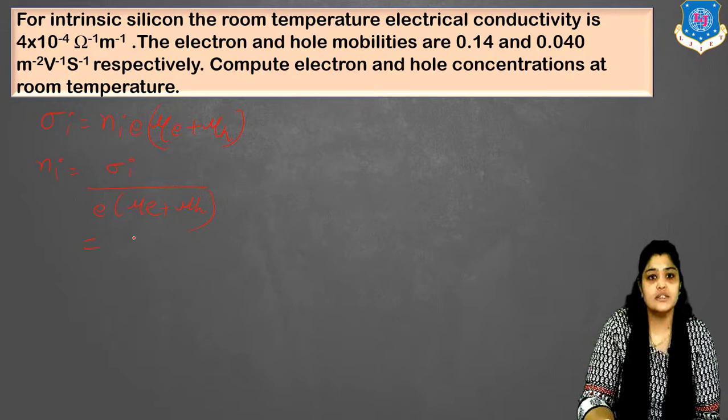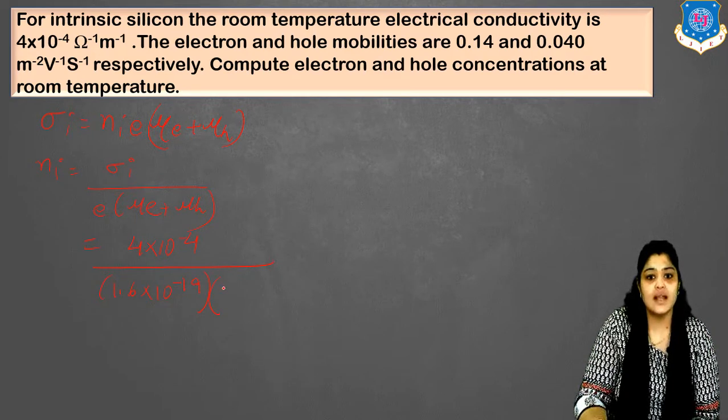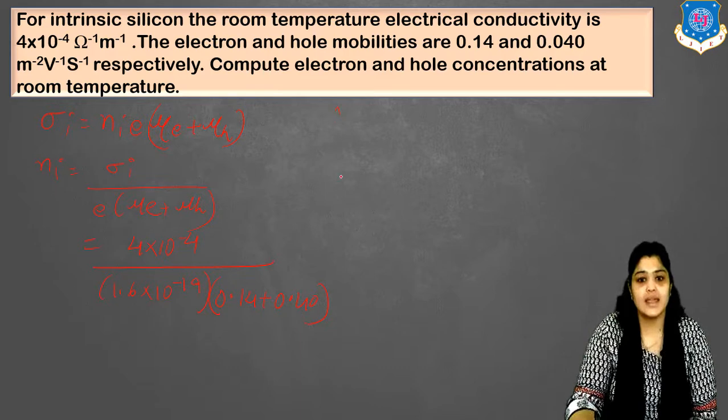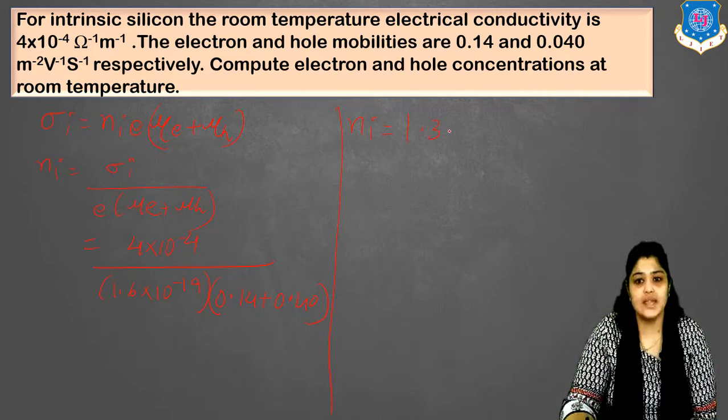Sigma i is 4 into 10 raised to minus 4 upon charge of electron, that is 1.6 into 10 raised to minus 19, into mu e plus mu h, which is 0.14 plus 0.40. So solving this, I get the value of Ni as 1.38 into 10 raised to 16 atoms per meter cube.